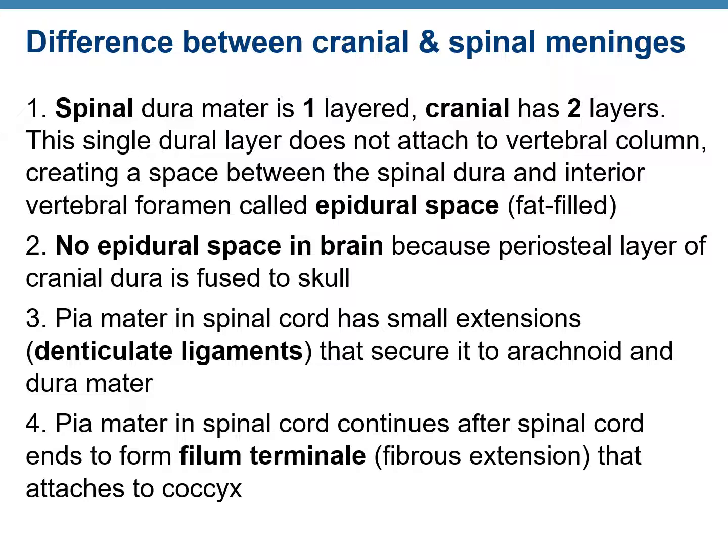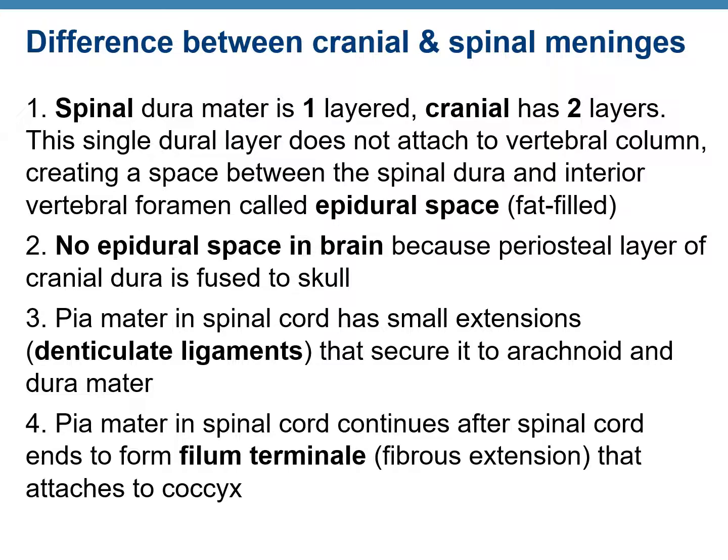There are certain differences between cranial and spinal meninges. The first difference is that the dura mater in the spinal cord has a single layer, while that in the brain, that means the cranial dura mater, has 2 layers. And this single layer in the spinal cord does not attach to the vertebral column. That means there is a space that exists between the spinal dura mater and the interior vertebral foramen. This space is known as epidural space, and it is filled with fat. There is no such epidural space in brain because the outer layer is fused to the skull.